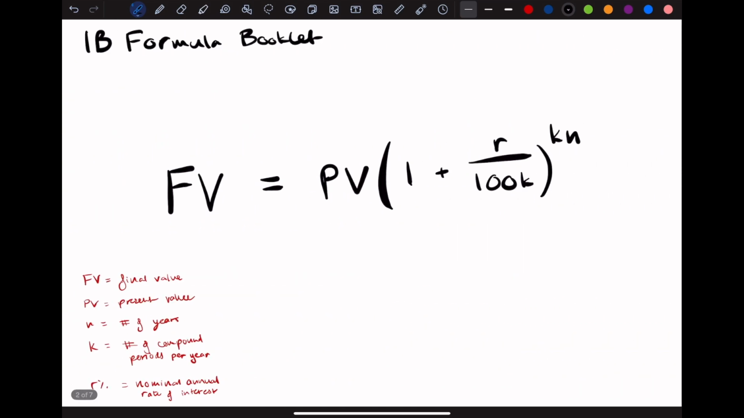So this is the formula that you have in your IB booklet, and it states that your final value of your money is equal to your present value or initial value times, in brackets, 1 plus your rate of interest over 100 times k, all of that in brackets, to the power of k times n, where k is the number of compound periods per year, r is the nominal interest rate per year, and n is the number of years. And this might look a bit complicated, convoluted, and you might not really understand what each number is for, but I'll show you exactly what this means and why it totally makes sense.